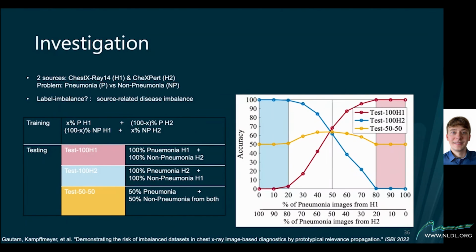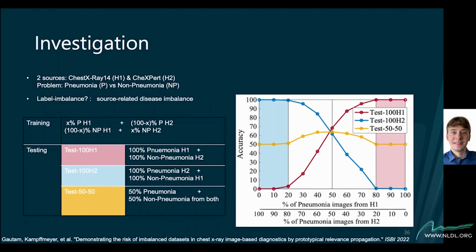And then we evaluate the performance on a set of testing data sets. One where we have 100% of pneumonia images from hospital 1 and all the images from hospital 2 are non-pneumonia. This is just the opposite. So now all the images from hospital 2 have pneumonia and all the images of hospital 1 are of patients that do not have pneumonia. And then we have this perfectly balanced setting where 50% of the images from both hospitals are pneumonia and the other 50% are non-pneumonia.